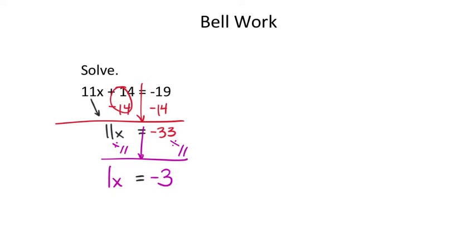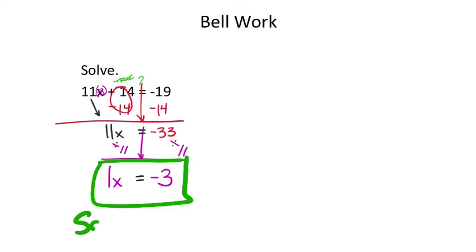So the last thing I'm going to do is check, even though I'm not actually going to work this out like we've been doing in the past. I'm just going to come up here and say, well, if I replace this x with negative 3, will it actually give me a true statement? Well, 11 times negative 3 is negative 33, and then plus 14 is negative 19. So that does give us a true statement. And now that I know that if I replace the x with negative 3, I get a true statement, I know that this is my solution.